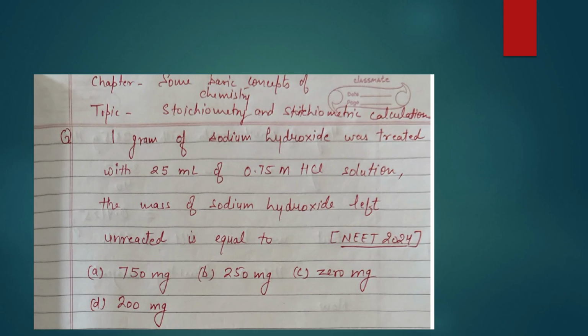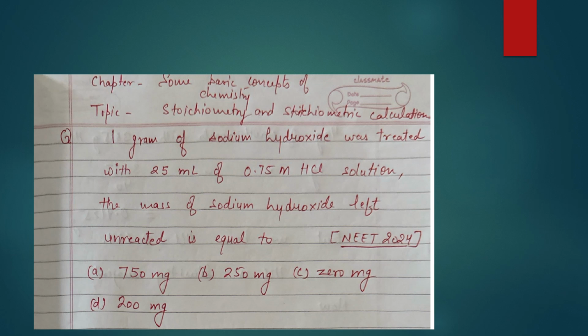Let's see one question that came in NEET 2024. The question is: 1 gram of sodium hydroxide was treated with 25 ml of 0.75 M HCl solution. The mass of sodium hydroxide left unreacted is equal to 750 mg, 250 mg, 0 mg or 200 mg.